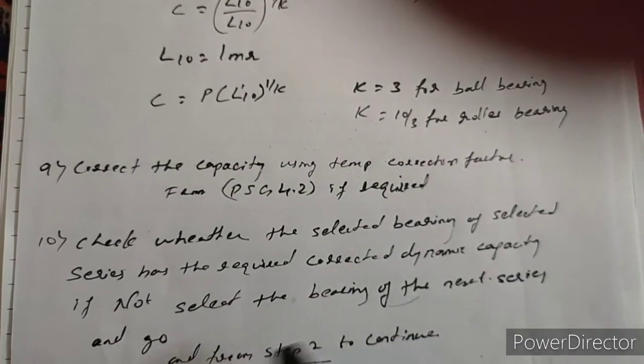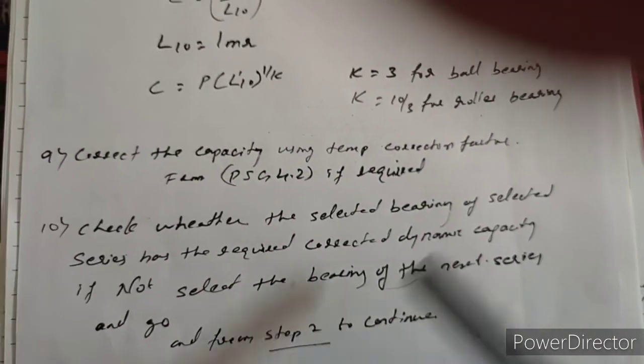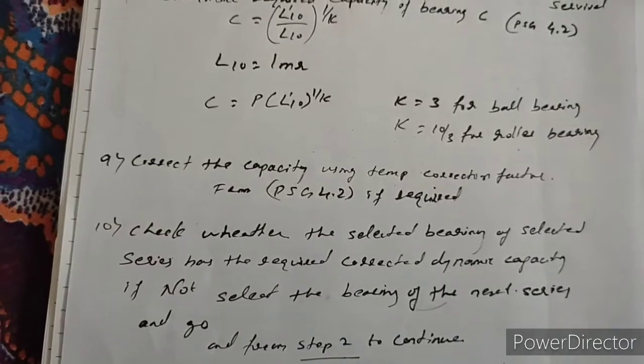If it has, the selection process is over. Otherwise we have to go for a higher series and calculate from step 2.